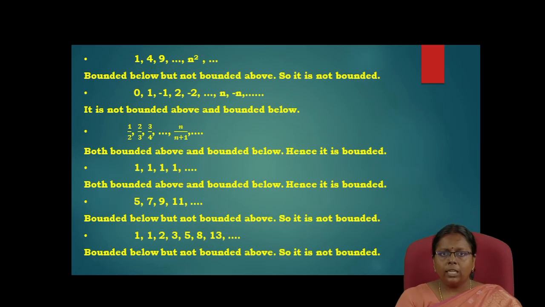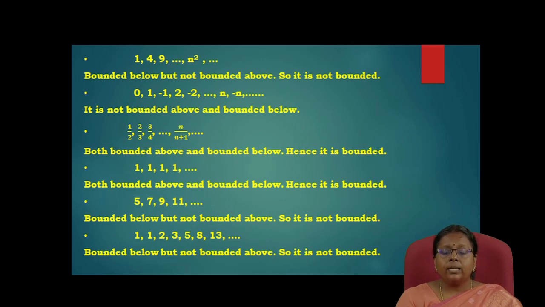Now consider these examples. If we consider the sequence 1, 4, 9, and so on, each term is greater than or equal to 1, but we cannot say it will be less than or equal to some number. So this sequence is bounded below but not bounded above. Hence it is not bounded.